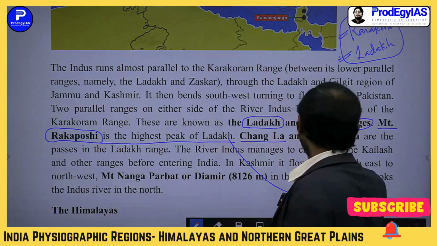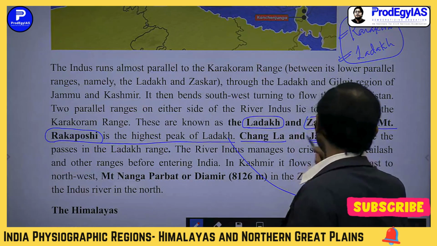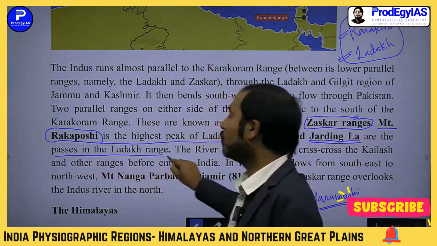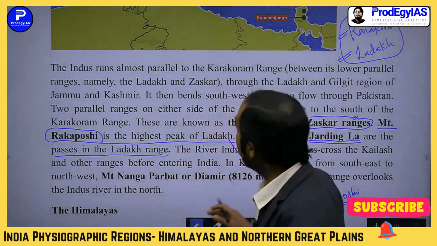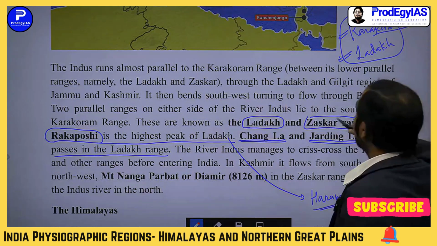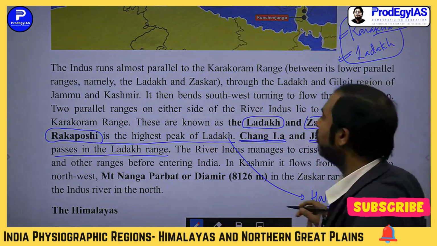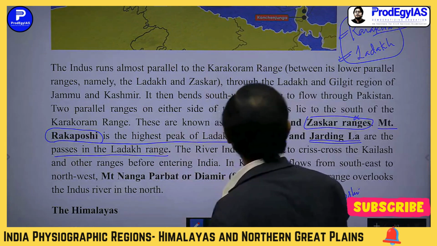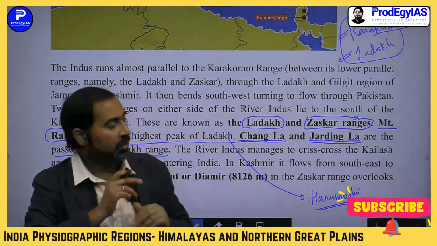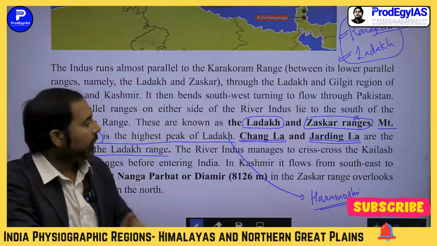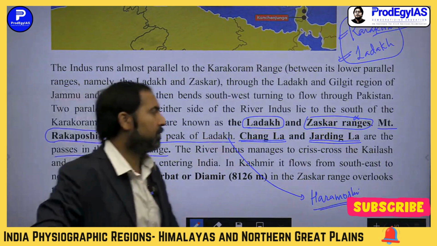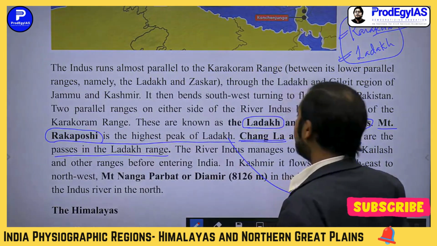Then Chang La and Sasar La, Chang La and Sasar La are the passes of the Ladakh region. You know that in the Karakoram region, there was the Karakoram Pass. The important pass of the Karakoram region is the Karakoram Pass, though Chang La and Sasar La are the important passes of the Ladakh region. We have just seen that the Indus River enters into India through the Chang La Pass. So this Chang La Pass is important because this is the entering point of the Indus River, right?